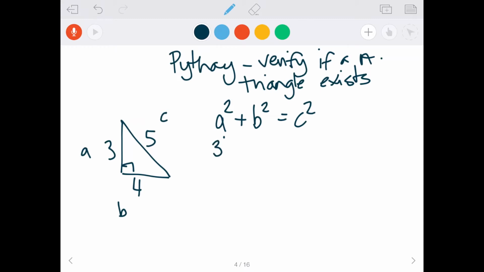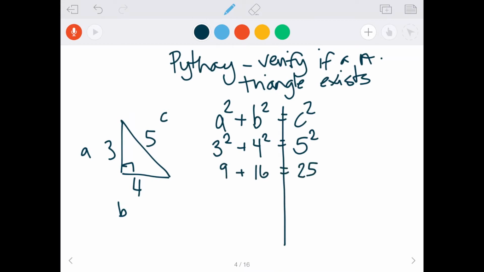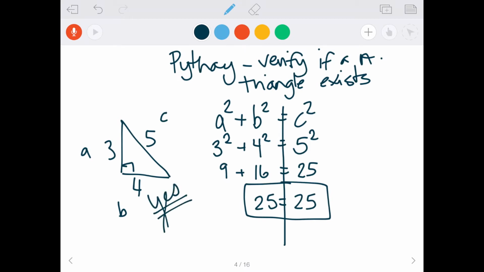3 squared plus 4 squared equals 5 squared. If you want to know if this is a right triangle, just do the math and see if you get the same answer on both sides. If you get the same answer on both sides, then you have verified that yes, this is actually a right triangle, because the Pythagorean Theorem says that if it's a right triangle, it will work out this way.